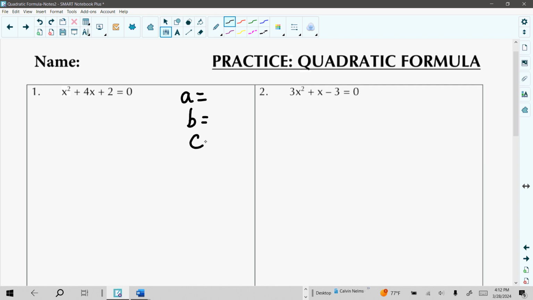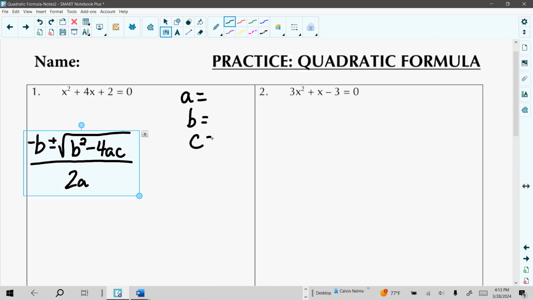And then you can put it into the formula, which is negative, sorry, I need to write this better. Negative B plus or minus the square root of B squared minus 4AC, all over 2A. Okay. So on this first one here, hopefully we see our A is 1, B is 4, and C is 2. And now we're just plugging it in and trying to get the answer.